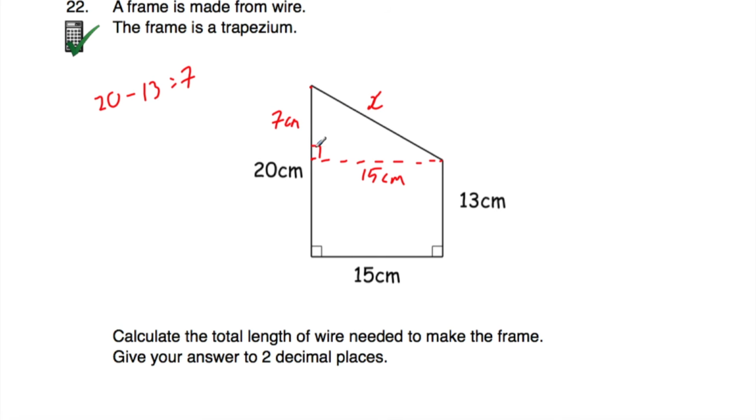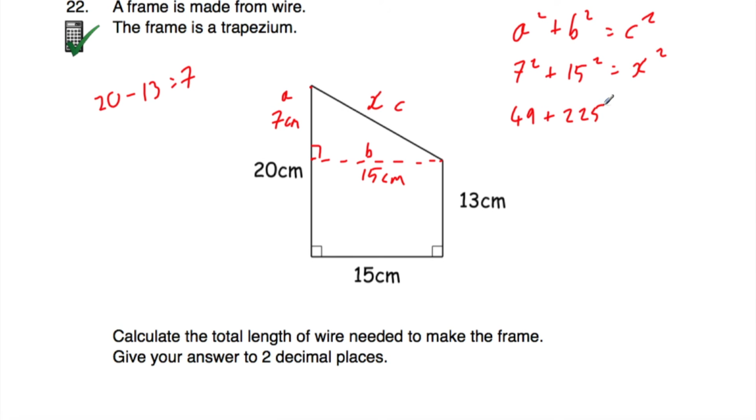So let's label our sides. The right angle is here, so the longest side is this x, and we've got our two shorter sides, a and b. So let's write down Pythagoras' theorem: a squared plus b squared equals c squared. So a squared, that's going to be 7 squared, plus b squared, that's going to be 15 squared, is equal to c squared. Let's call that x squared. So 7 squared is 49, plus 15 squared is 225, is equal to x squared. And if we work this out, 49 plus 225 is equal to 274. That's equal to x squared.